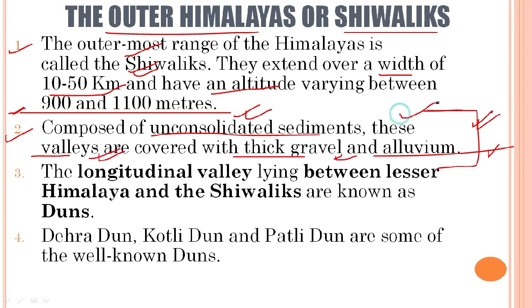Here we see one of the important processes of the rivers, that is known as deposition. So in the greater Himalayas, the cutting of rocks takes place, which also takes place in the middle Himalayas, and while rivers keep on flowing from the greater Himalayas through the lesser Himalayas to the outer Himalayas and the Shivaliks, we see that the altitude of the outer Himalayas is lesser than that of the Greater Himalayas and the Middle Himalayas. Therefore, these unconsolidated sediments cover as gravel and alluvium.